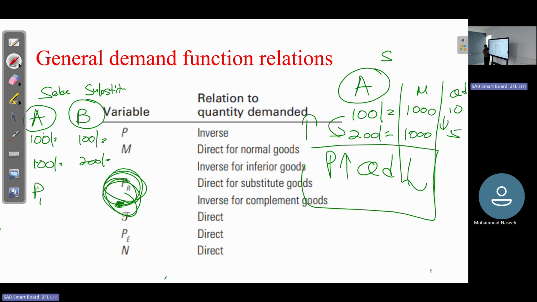See, the price of related product increases, and the demand for the selected product also increases. Relationship is positive for substitute. Clear? Right.